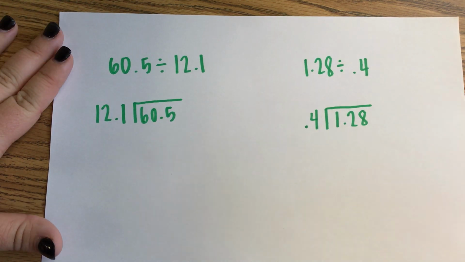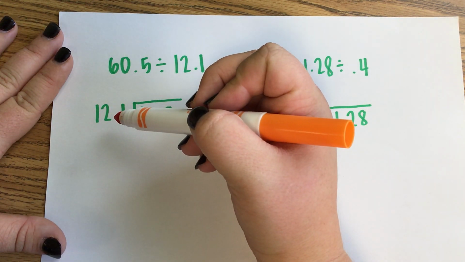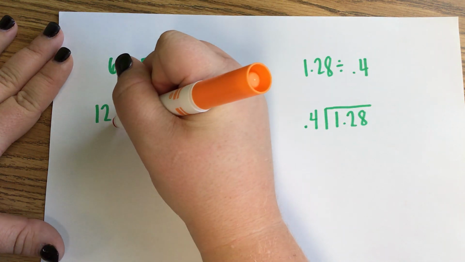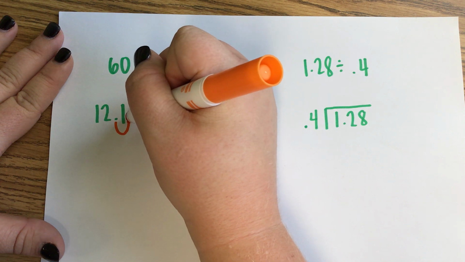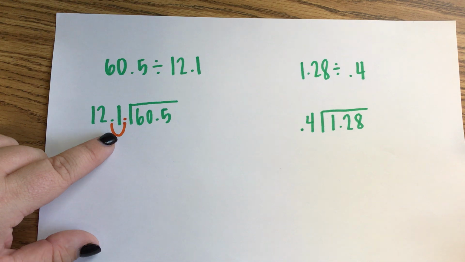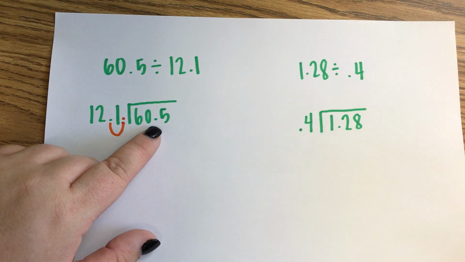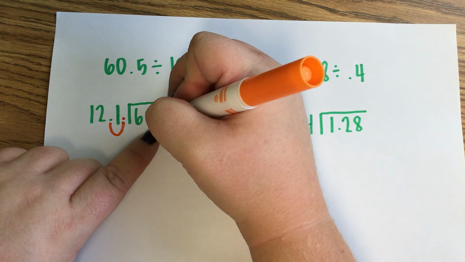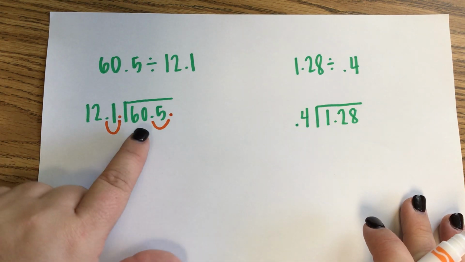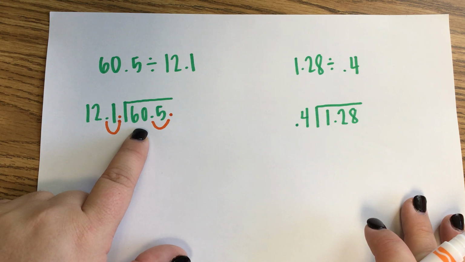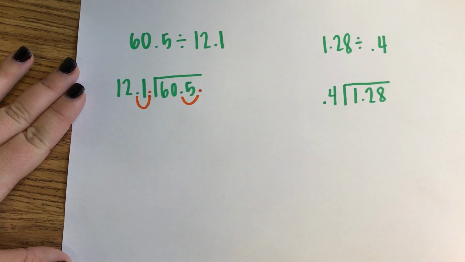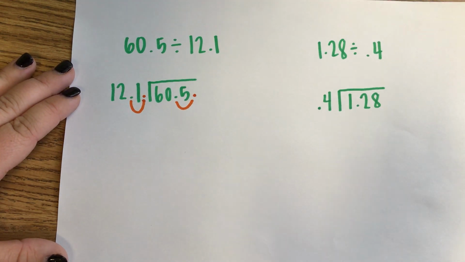So again, I need to move my decimal over to make a whole number. I need to move it over to the right one time, okay? Since I moved it over to the right one time, I have to do the same thing for this number. So I'm going to go ahead and move it. So now it's 605 divided by 121, okay?